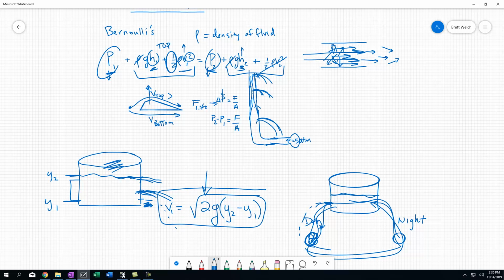So anyway, that's a side thing. It's really neat. I love Bernoulli's equations. I love the concepts of flight. I think it's really wonderful.